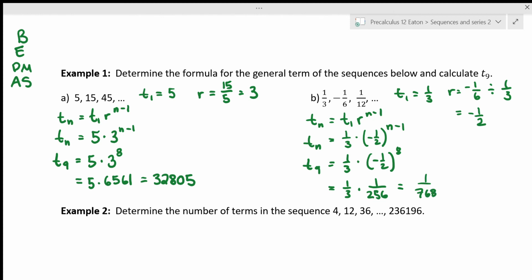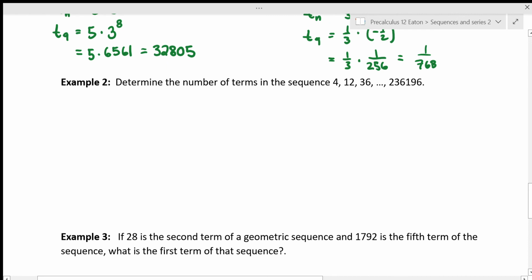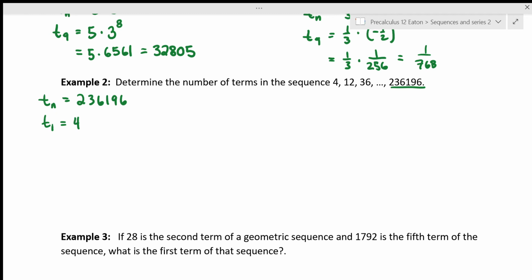Okay, example 2. We want to determine the number of terms in this sequence. We're going to have to actually use a new mathematical technique in order to be able to do this. So let's write down the information we have. We have T sub n equals 236,196. Okay, that's our last term, that's our T sub n. Our T1 is 4, and our common ratio is 12 divided by 4, which is 3.